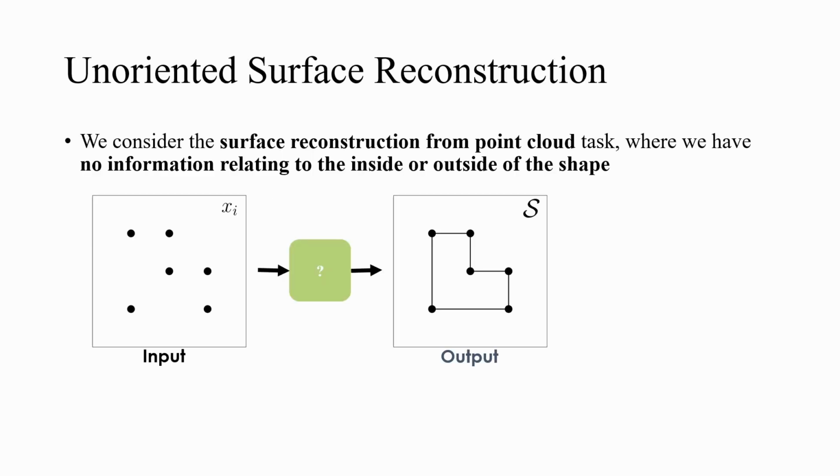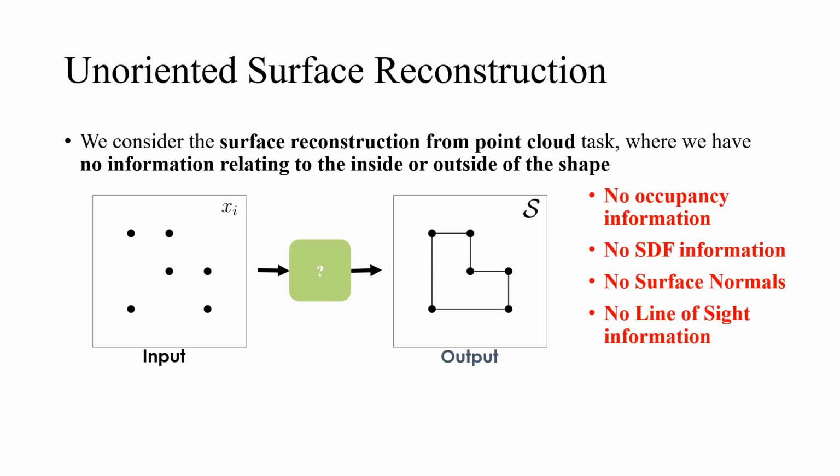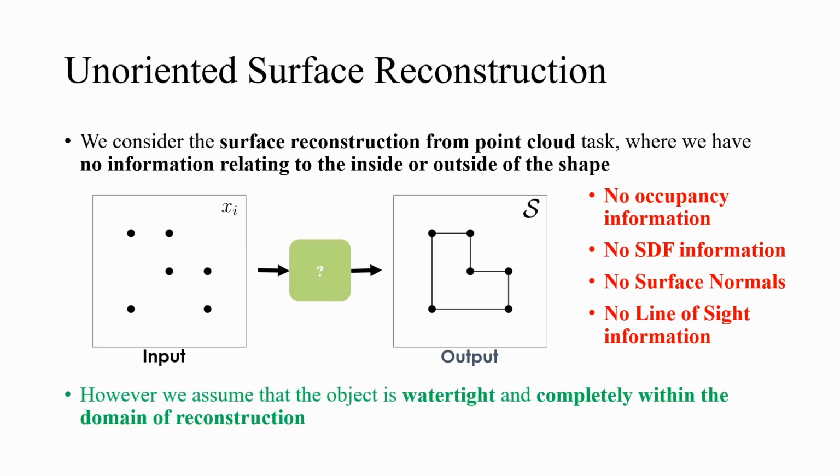We consider the surface reconstruction from point cloud task, where we have no information relating to the inside or outside of the shape. So we have no occupancy information, no SDF information, no surface normals, and no line of sight information. However, we assume that the object is watertight and completely within the domain of reconstruction.